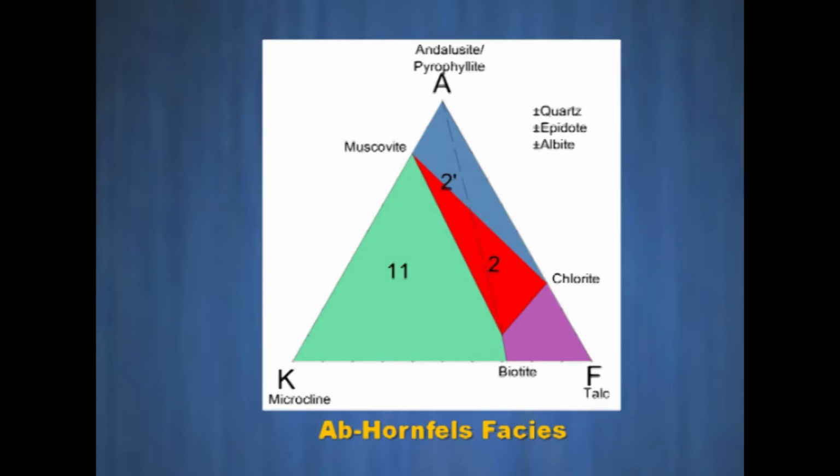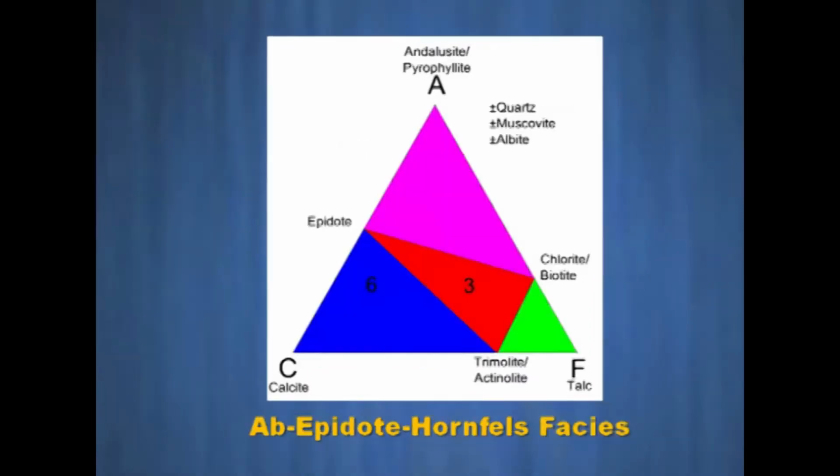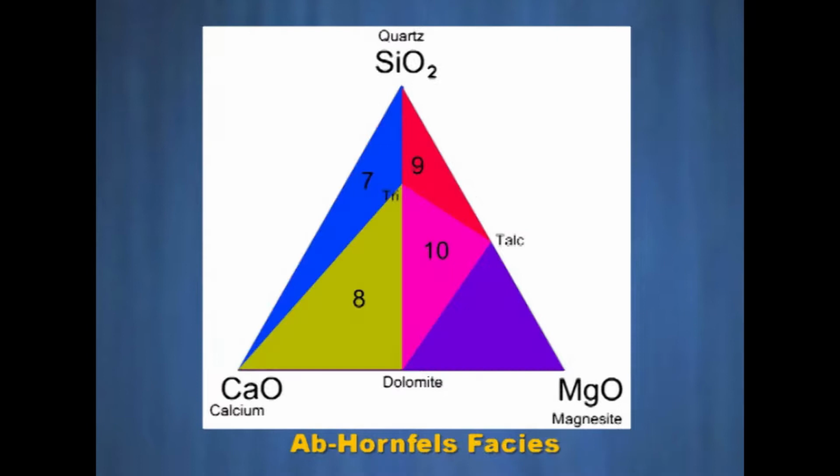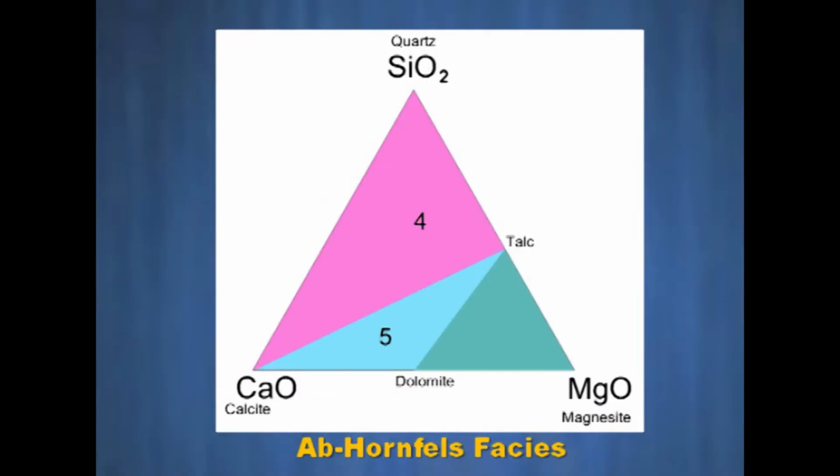Second, quartz, muscovite, biotite, andalusite, pyrophyllite. Basic assemblage: albite, epidote, actinolite, chlorite, plus or minus quartz, plus or minus biotite. Calcareous assemblage: calcite, talc, plus or minus quartz. Another calcareous assemblage is calcite, dolomite, talc, calcite, epidote.